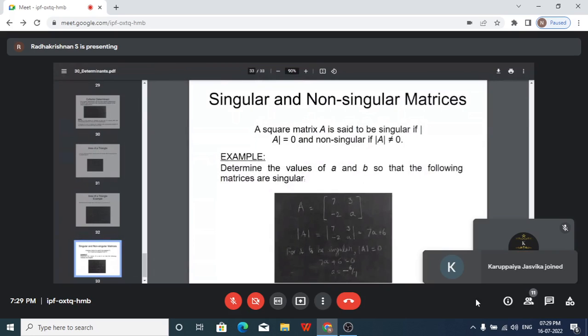There is one more concept here, which is singular and non-singular matrices. A square matrix is said to be singular if its determinant is 0, and non-singular if the determinant is not equal to 0. We can do a simple example here.